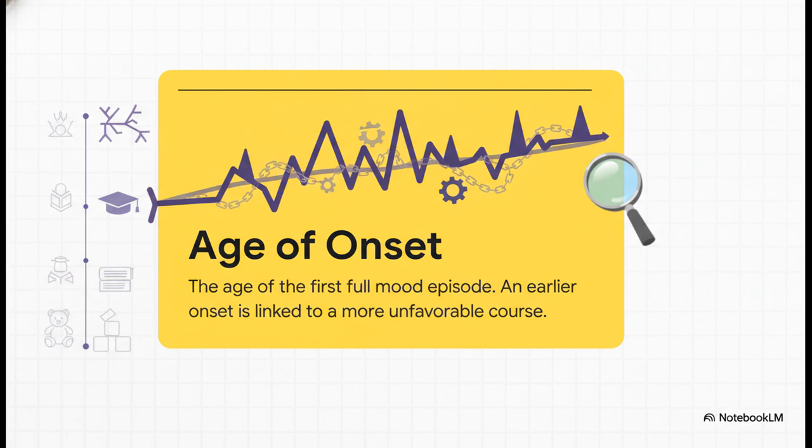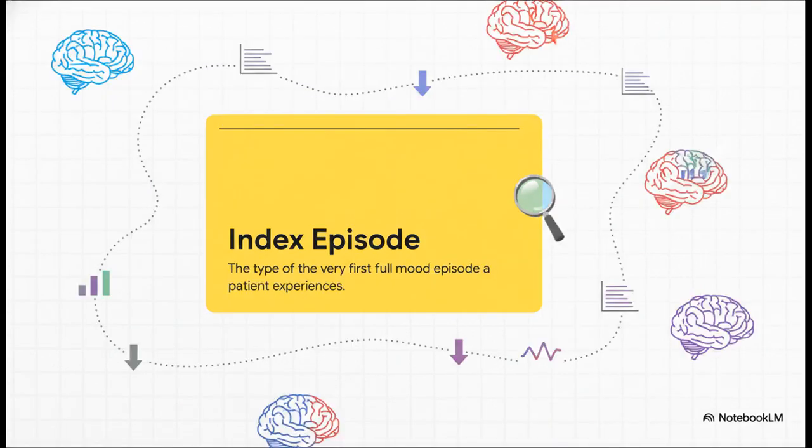Next up, Dimension 2, age of onset. This one is such a powerful predictor. An onset in adolescence or early adulthood, and especially a childhood onset, is often tied to a more severe and complicated course of illness. We're talking more episodes and greater functional impairment down the line. And that leads us right into Dimension 3, the index episode.